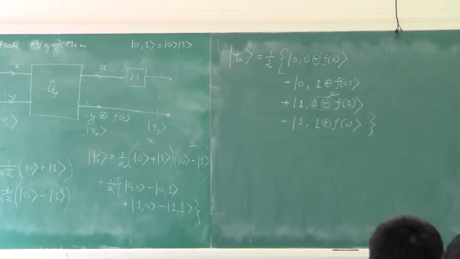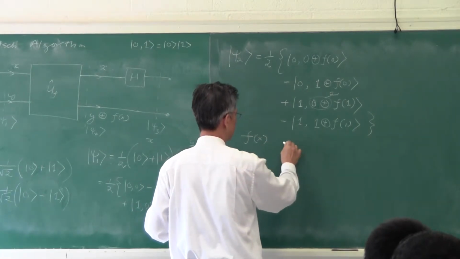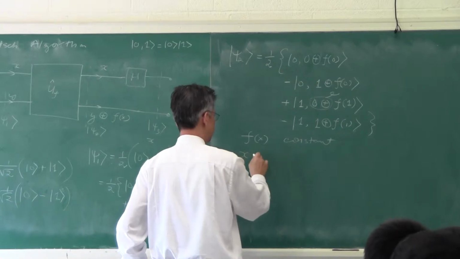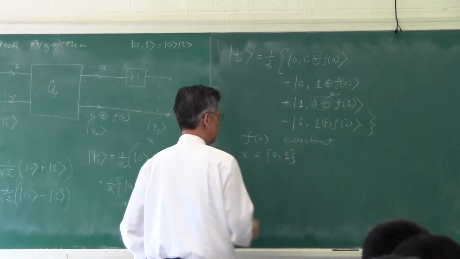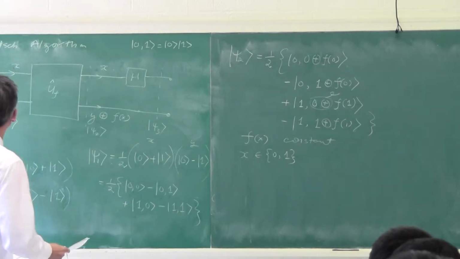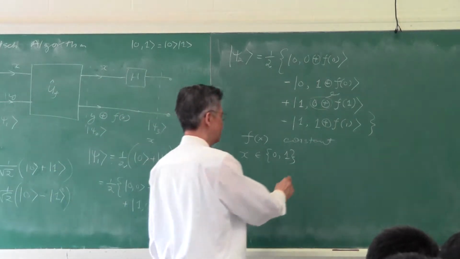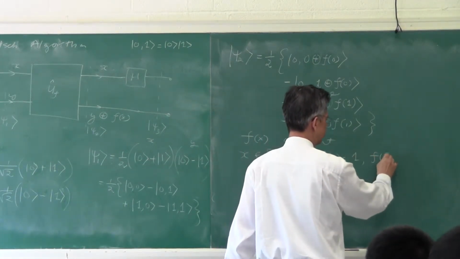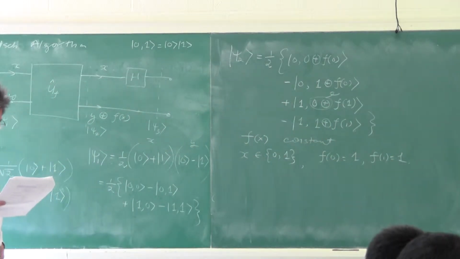So there are 2 kinds of functions that you can put in this algorithm. You can have f of x is equal to constant. X is equal to either 0 or 1. Okay, the input is equal to 0 or 1 because it's a digital signal. F is equal to constant means that f of 0 is equal to 1, f of 1 equals to 1. Okay, f is a constant function.